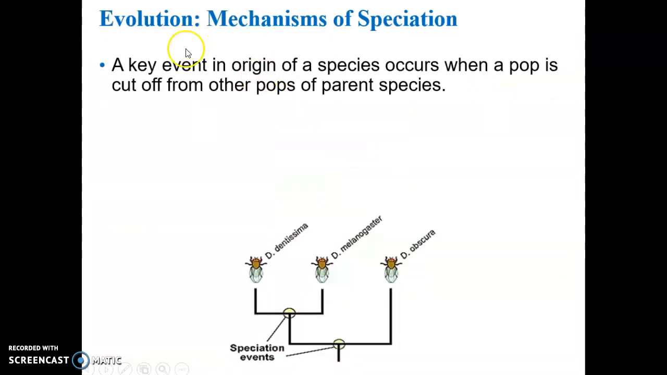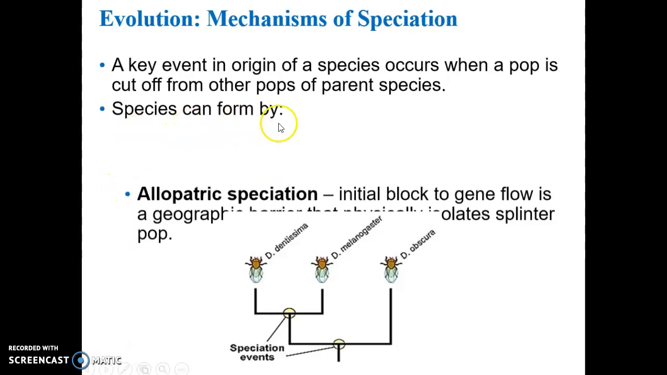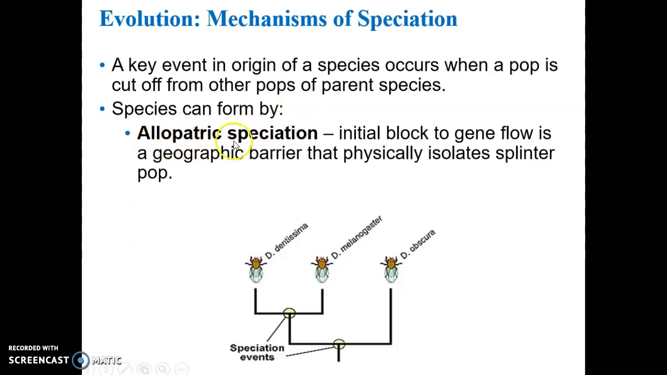So let's look at the mechanisms, the processes that lead to the formation of a new species. A key event in the origin of a species, the generation of a new species, occurs when a population is cut off from other members or other populations of the original parental species. And that just sets up a whole situation where speciation can occur or macroevolution can occur. So species can form by allopatric speciation.